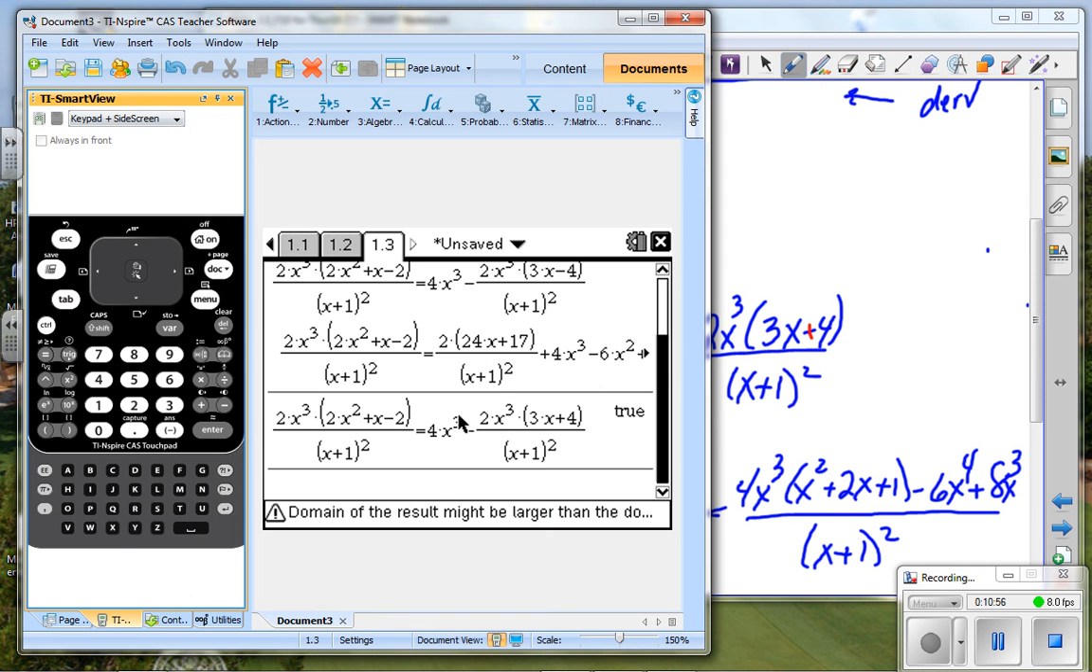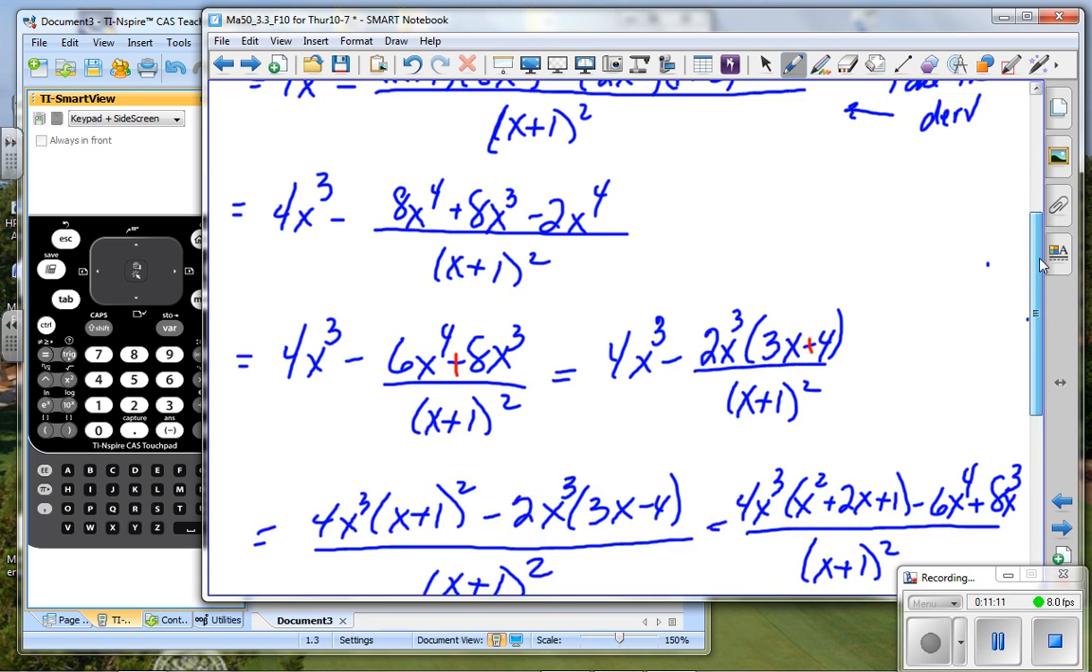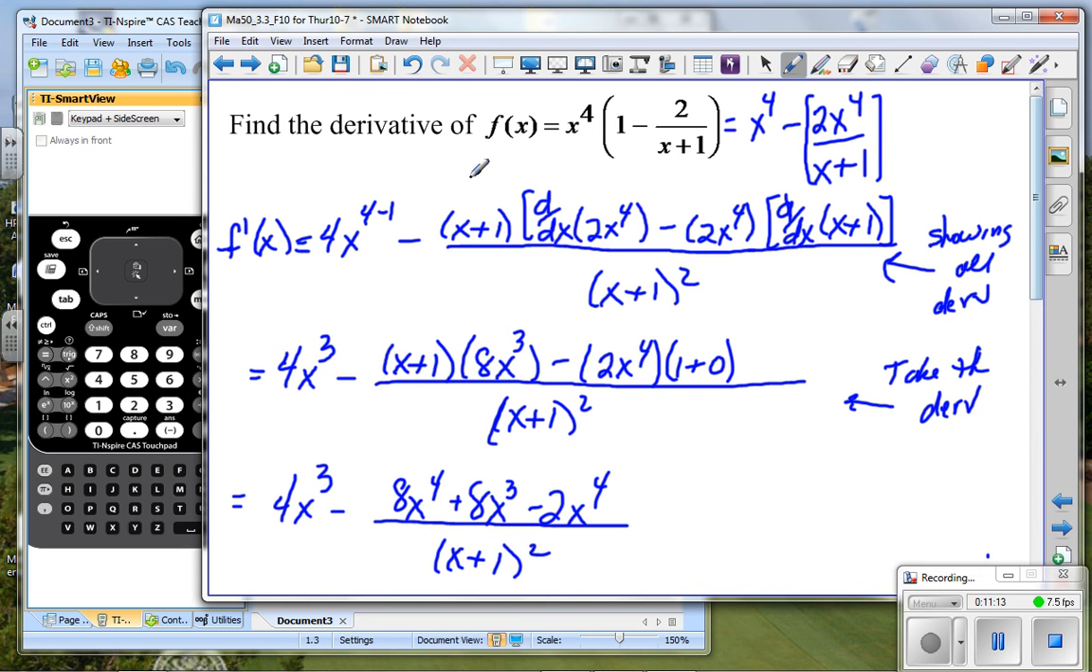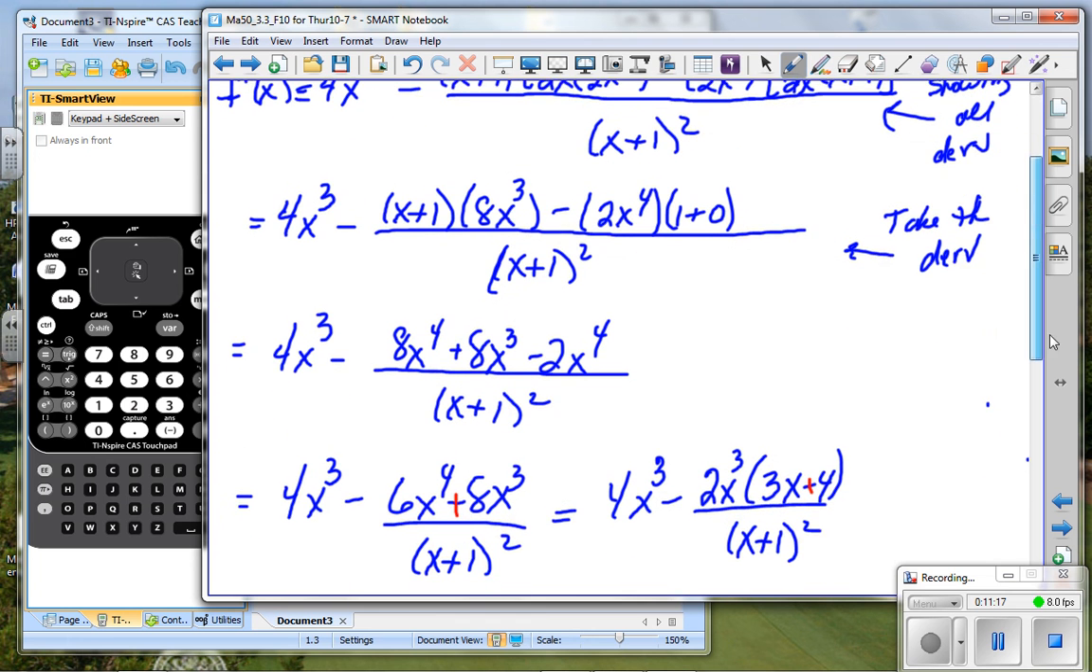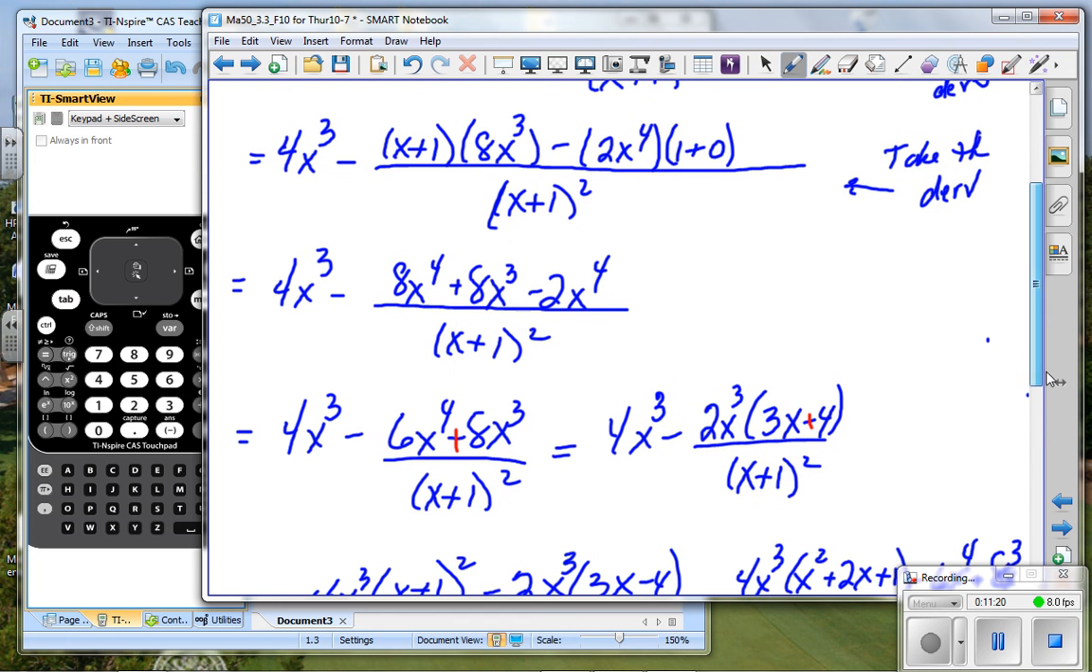I went back in my work here, went back up and changed my answer that I had before and put a plus there instead of a minus, and I do get my answer true. So it does work, and we are able to use the quotient rule successfully. Again, show me the derivatives, take the derivatives, and then at least two algebra lines, and we could have stopped right here because our answer did check.